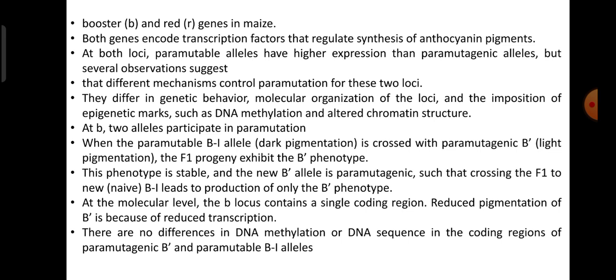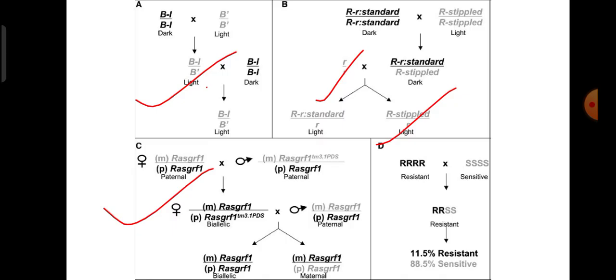altered chromatin structure. At B, two alleles participate in paramutation. When the paramutable B1 allele, or dark pigmentation, is crossed with paramutagenic B dash, the F1 progeny exhibits the B dash phenotype. That means this B1 and B dash are the two alleles of the recessive B gene. Okay. This phenotype is stable and the new B dash allele is paramutagenic, such that crossing the F1 with the new naive B1 leads to production of only B dash phenotypes.